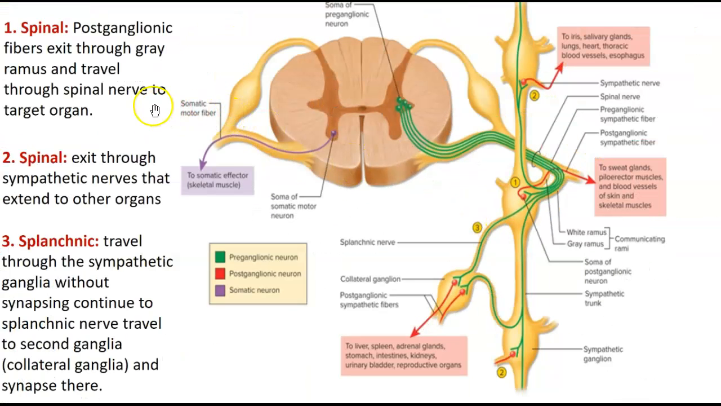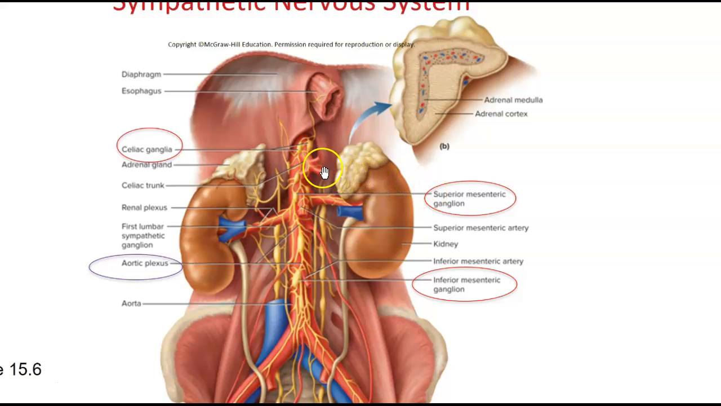They can first go through the spinal nerve. The second, they are going to exit through sympathetic nerves that extend to other organs. The third, they are going to directly travel through the sympathetic ganglion without a synapse. The second one forms a synapse, but the third one does not need a synapse. Then they are going to continue this signal to the collateral ganglion, then synapse there. The collateral ganglia are located on the abdominal aorta.